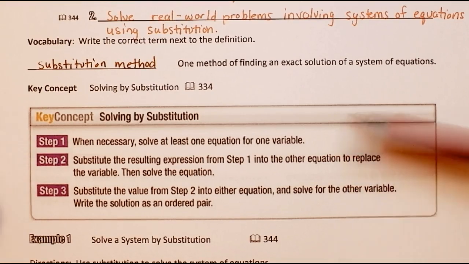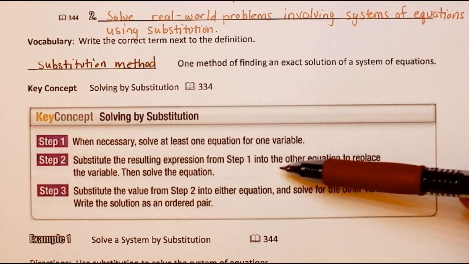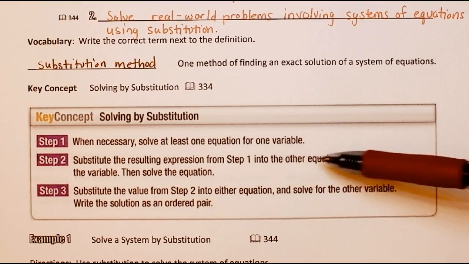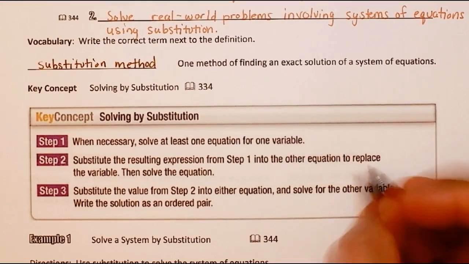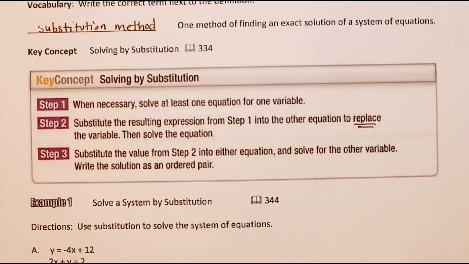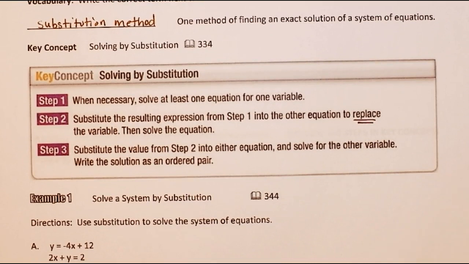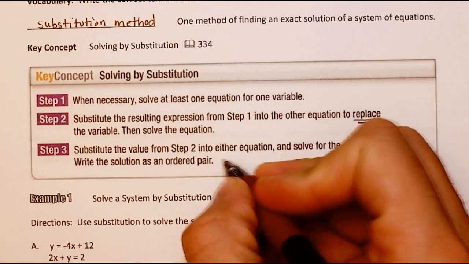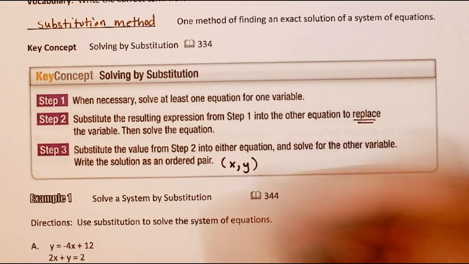Step two, we're going to substitute the resulting expression from step one, so whatever one we solve for, into the other equation by replacing the variable. And then we want to solve the equation for the other variable. Finally, in step three, we want to substitute the value from step two into either equation. It doesn't have to be the original equation. You could substitute it back into the equation that you solved for one of the variables. So once we solve for the other variable, we're going to write our solution as an ordered pair. Remember, that is an x, comma, y value.